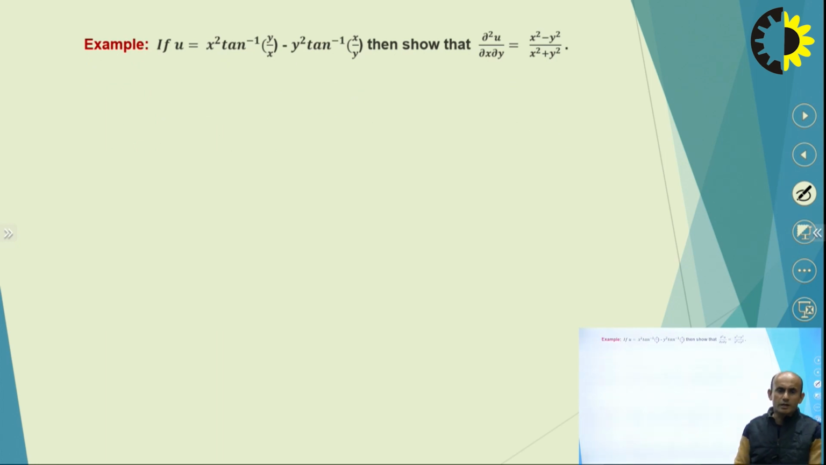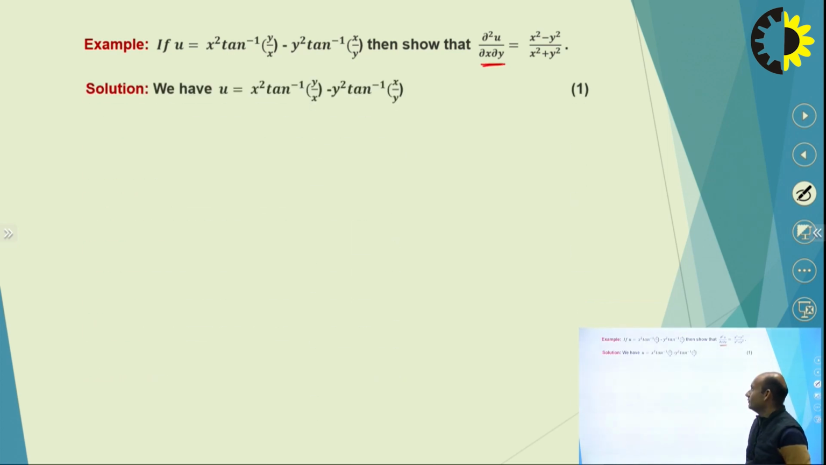Now we have one more example here, which is u equals x square tan inverse y upon x minus y square tan inverse x upon y, and here we have to show the value of ∂²u/∂x∂y. It means we have to find ∂²u/∂x∂y. So first we have to find ∂u/∂y here. Let we have a function which is this one.